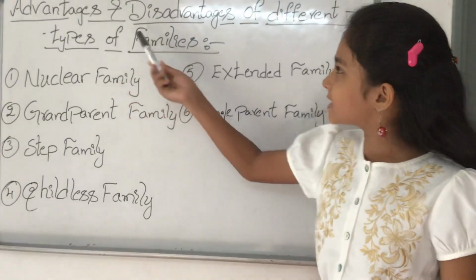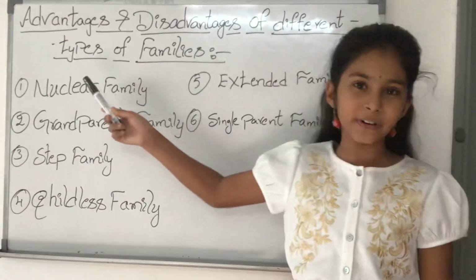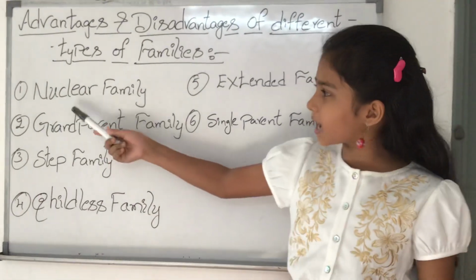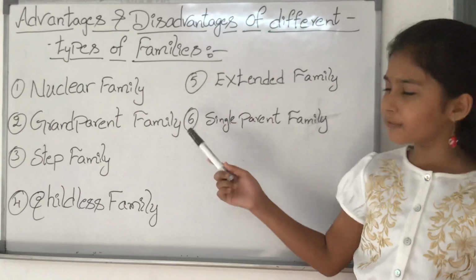About the advantages and disadvantages of different types of families. So let's start our topic. So the first type of family is the nuclear family.